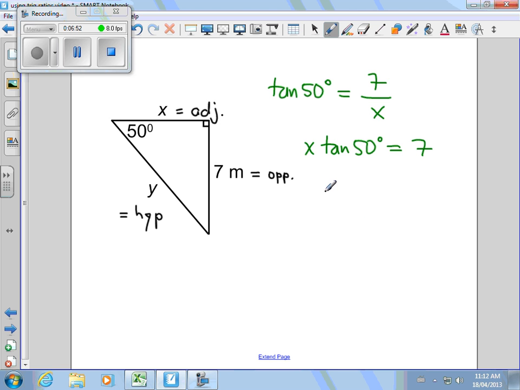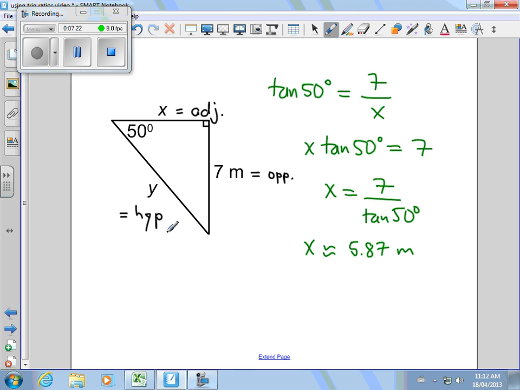And then if I get x by itself, how would I do that? I would divide both sides by tan of 50. And again, I have an exact answer, but I really want to know approximately what this is. Let's do this in one step. 7 divided by the tangent ratio of 50 would give me 5.87 meters.